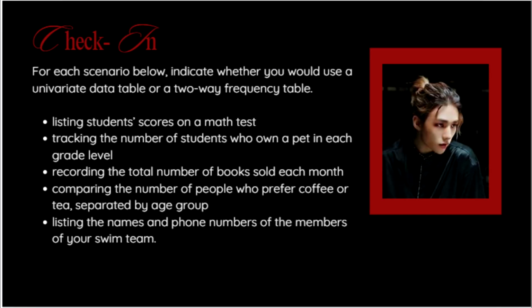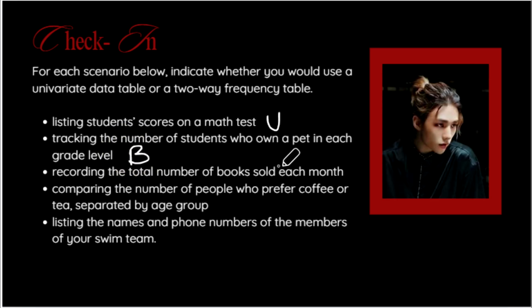Here's a check-in. For each scenario below, indicate whether you would use a univariate data table or a two-way frequency table. Listing students' scores on a math test. This only has one variable, so this would be univariate. Tracking the number of students who own a pet in each grade level. You have owning a pet and grade level, so this is bivariate.